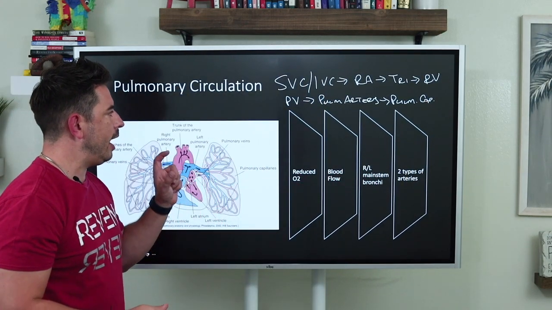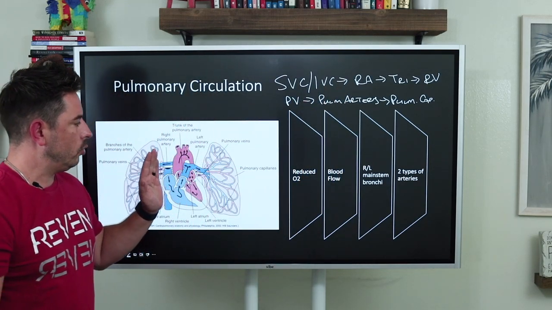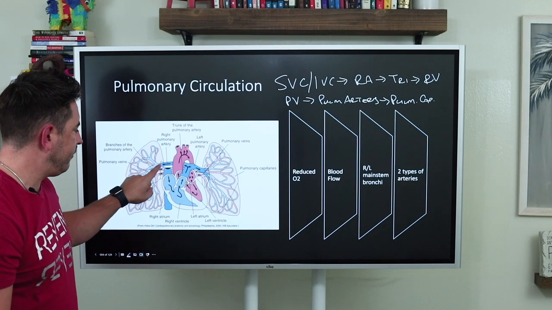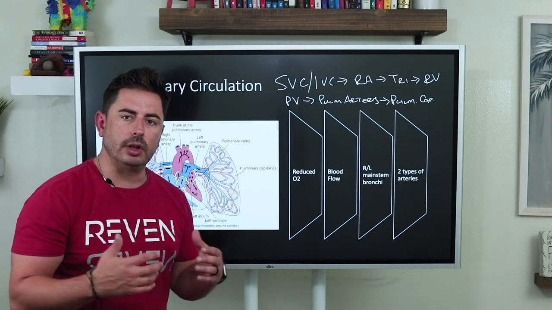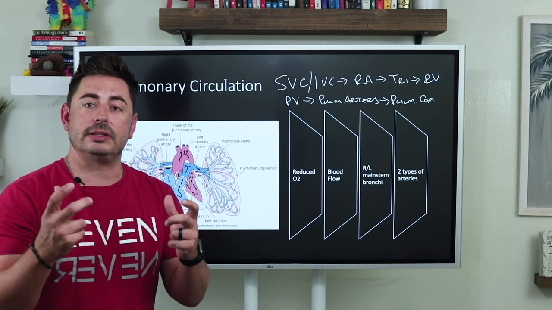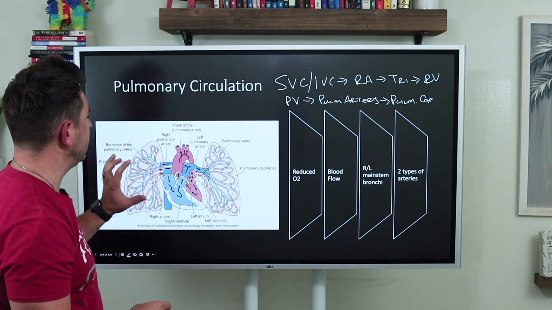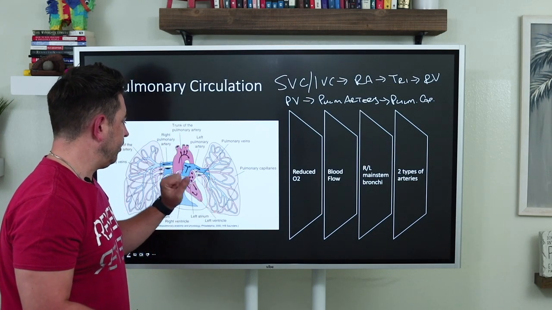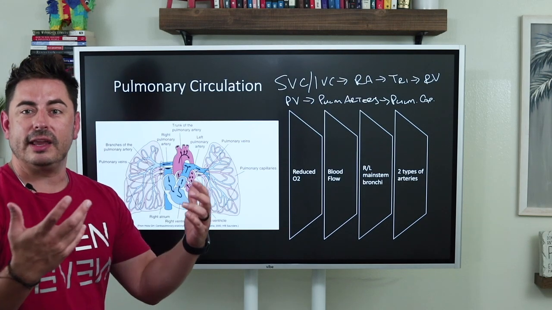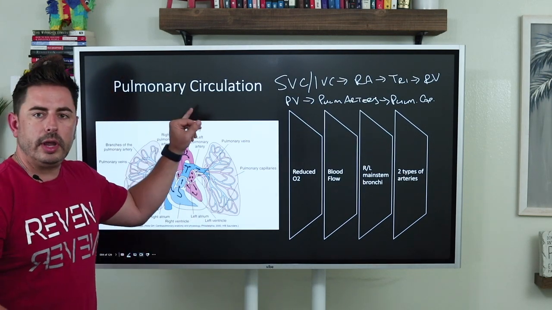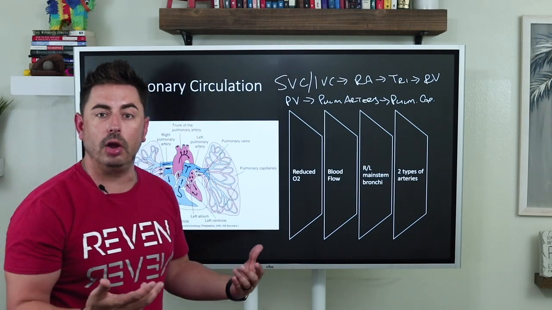When we look at the blood flow, we have to appreciate and know this blood flow. What we're trying to do is get this deoxygenated blood from the right side of the heart over to the pulmonary capillaries or the lungs so that it can oxygenate that blood. Once that happens, we can start to get more oxygenated blood from the lungs, from the pulmonary capillaries, back over to the left side of the heart so that it can go back out into systemic circulation.